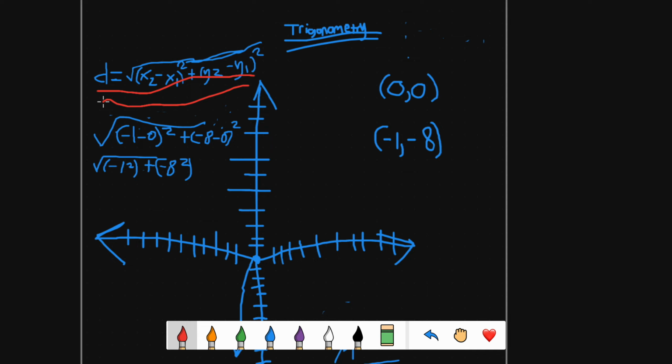So what do you do? Using the distance formula, we plug in x2 as -1 and y2 as -8, as you can see here. So it would be -1 minus 0 squared plus -8 minus 0 squared. Now we need to evaluate the parentheses. It would be the square root of -1 squared plus -8 squared, right?